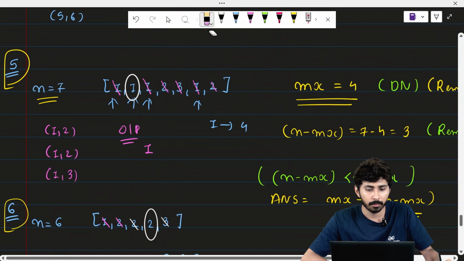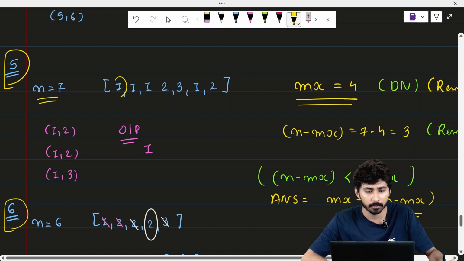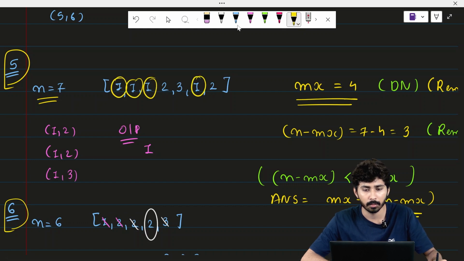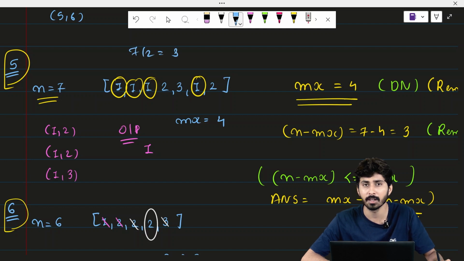So here, what is the frequency? I'll just erase these things. Now what is the dominating number? Here you can see 1, 1, 1 and 1. Its frequency, I'll call it mx. Mx equals 4. And what is 7 by 2? It is around 3, right? So you can observe this is the dominating number.